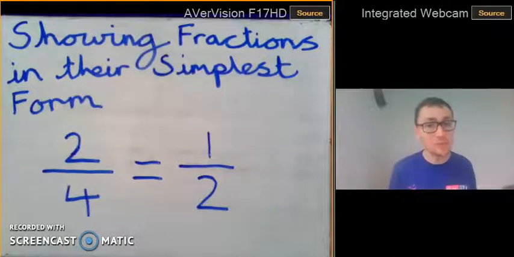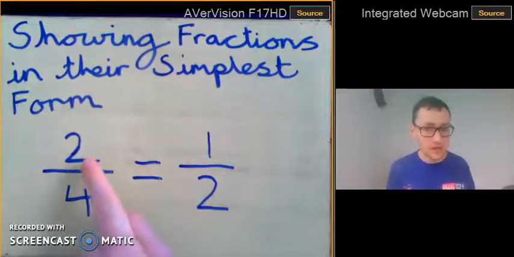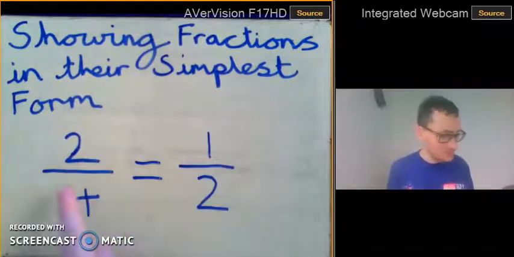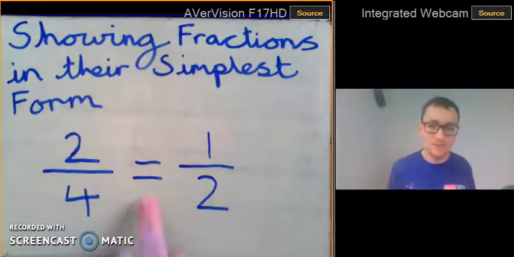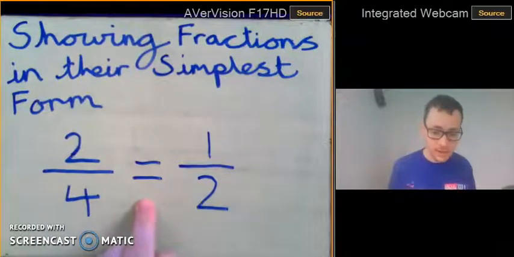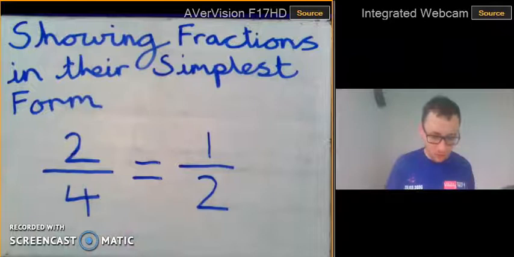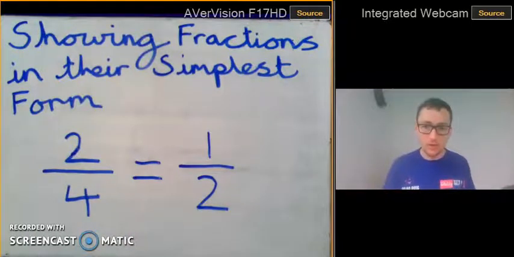You might remember from previous lessons on fractions that even though a fraction has different numerators and different denominators, it can be called equal or equivalent. Let's have a look at what that looks like in real life.